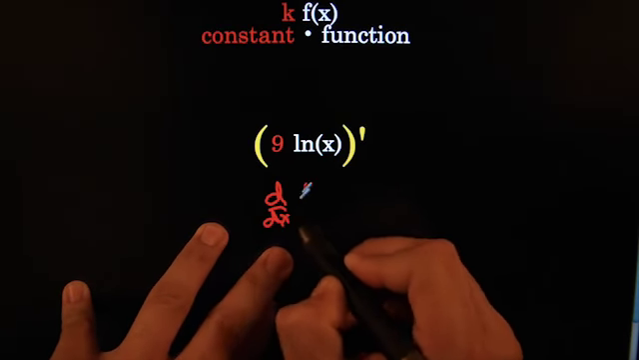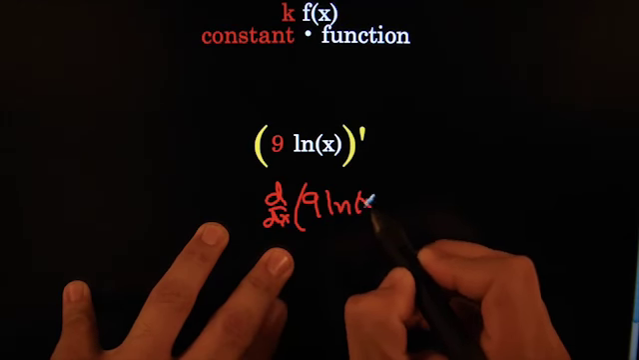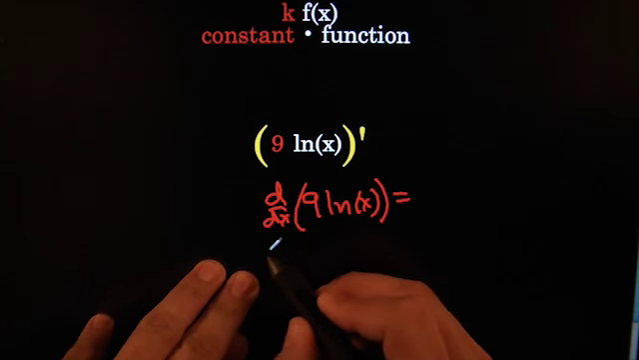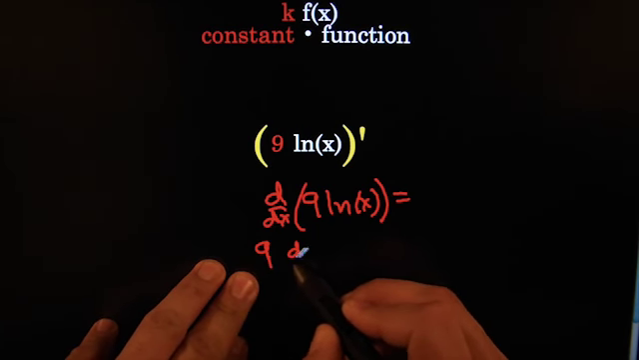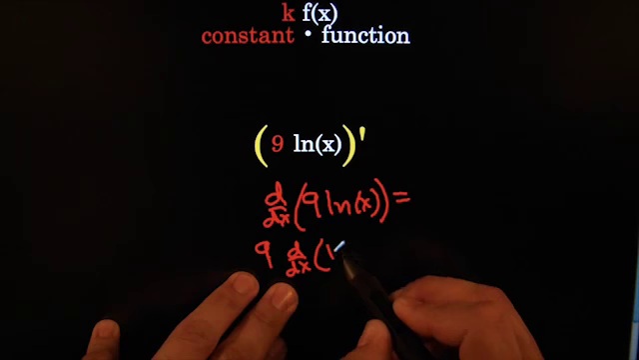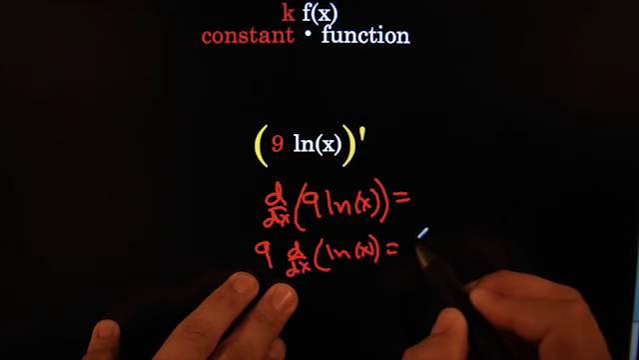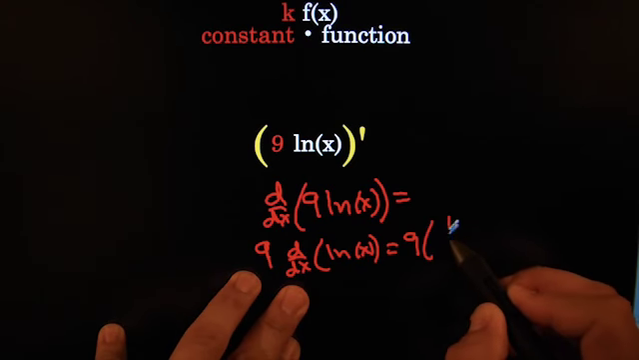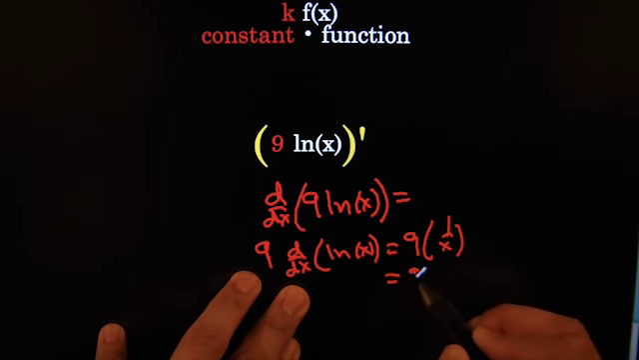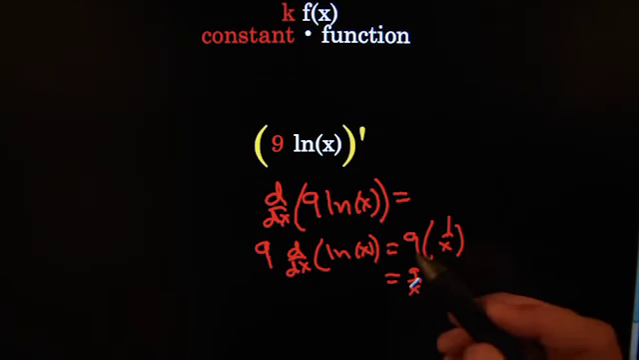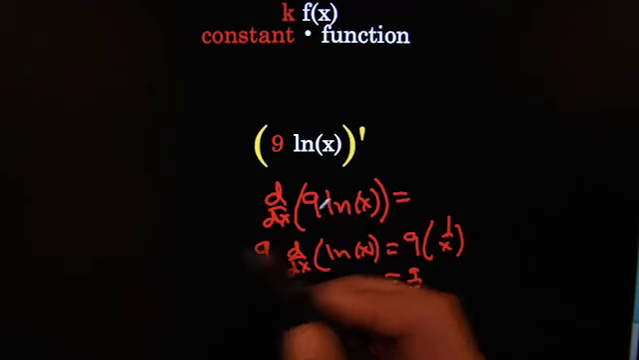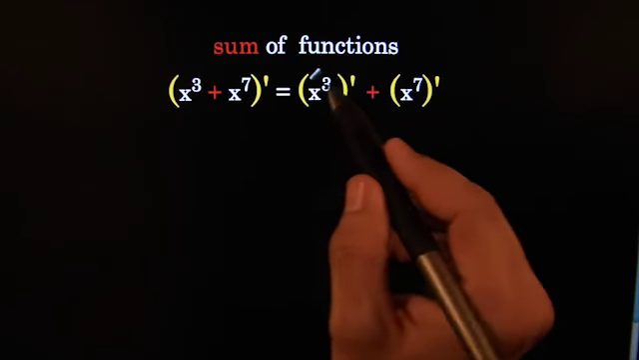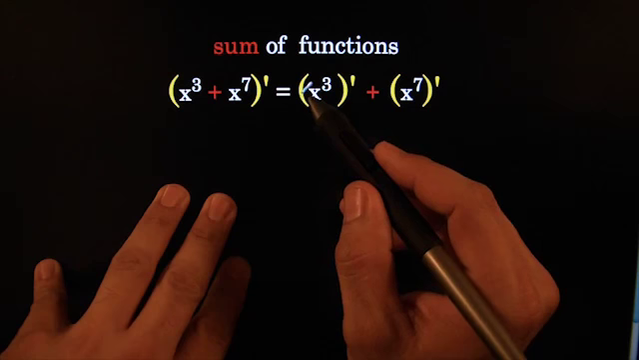d/dx of 9 ln x is equal to, again you pull out the 9 and you have d/dx of ln x. The derivative of ln x with respect to x is just 1 over x, and so you get 9 over x, just like that. These are famous derivatives, by the way. Oh, you've got to be good with your famous derivatives.